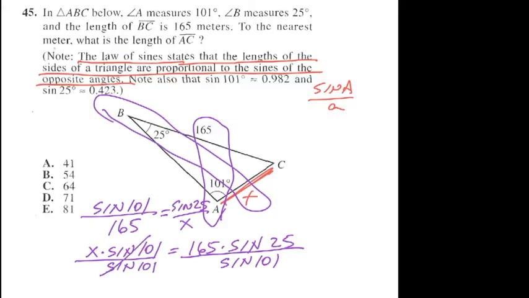Now we're ready to do the math. They give us the numbers. The sine of 25 is 0.423. The sine of 101 is 0.982. So when we plug these in, we get 71.07, which makes the answer 71, or D.